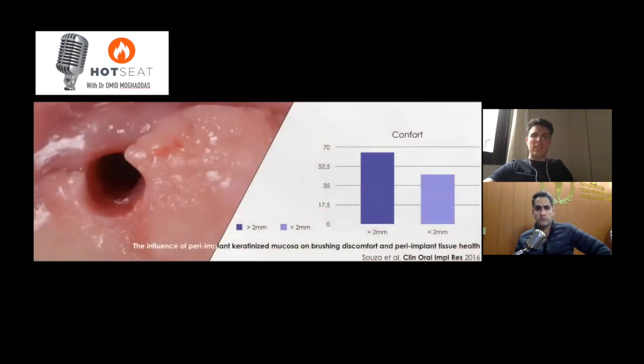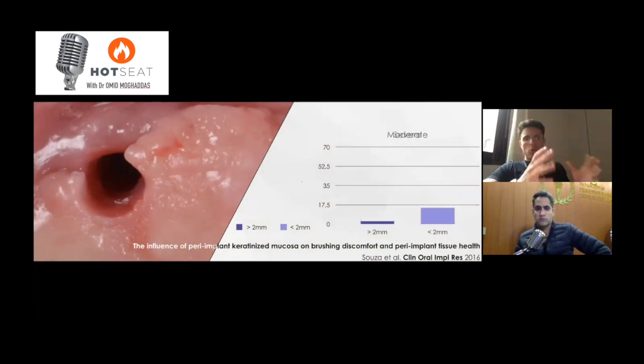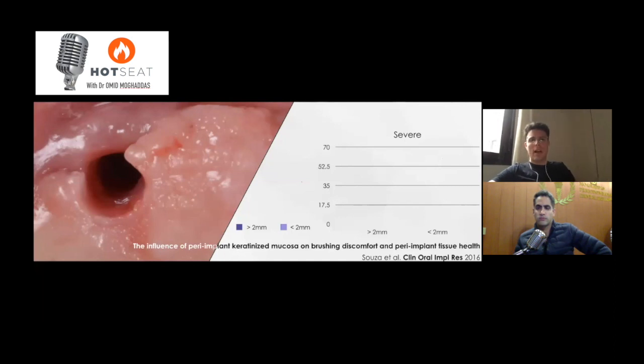Regarding implants, it should be noted that clinical findings have shown that those patients with at least a band of more than 2 millimeters of keratinized tissue around the dental implants are going to report more comfort during brushing. And understanding that the primary etiologic factor for peri-implantitis is bacterial plaque in a susceptible host, of course, we have to manage the tissues in order to provide a better environment and better conditions for the patient to have good, personalized oral hygiene measures.